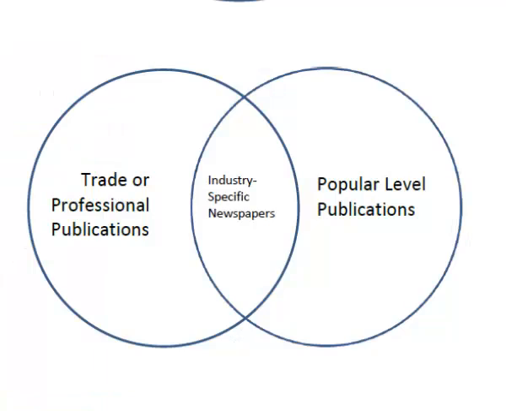Now, there is a category of its own that I wanted to include. We have industry-specific newspapers. The biggest example of this would be the Wall Street Journal. Now, it is a newspaper, and it truly is intended for the general public, but it's not quite a popular level source either, in the same way that USA Today is. You may have an assignment that requires the use of the Wall Street Journal because it may be an authoritative resource for certain topics in the business realm.